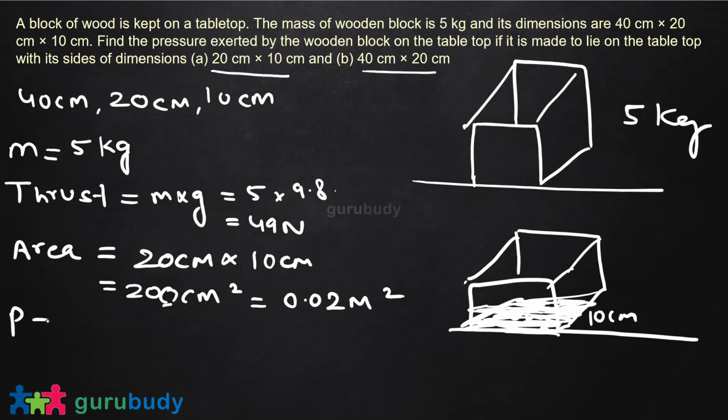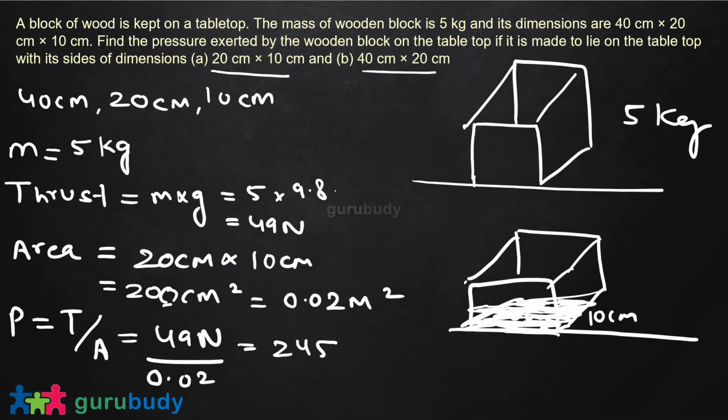So the pressure is nothing but thrust upon area. I can divide this 49 Newton by 0.02 meter square. That would be 2450 Newton per meter square. That's the pressure which this block is exerting on the top.